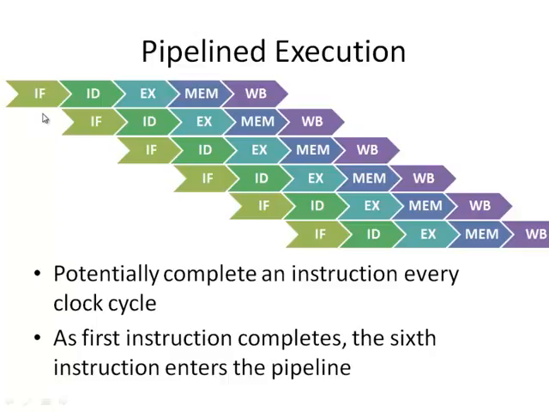So we fetch our first instruction, and as soon as we start decoding that, we're ready to start fetching the second instruction, and so on. So that by the time we're ready to write back the first instruction, we're ready to fetch instruction number 5. And when we finish instruction 1, we're ready to start fetching instruction 6. So potentially, we're completing an instruction every clock cycle. As the first instruction completes, the 6th instruction enters the pipeline.